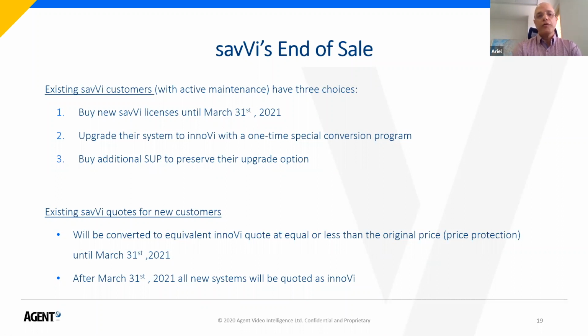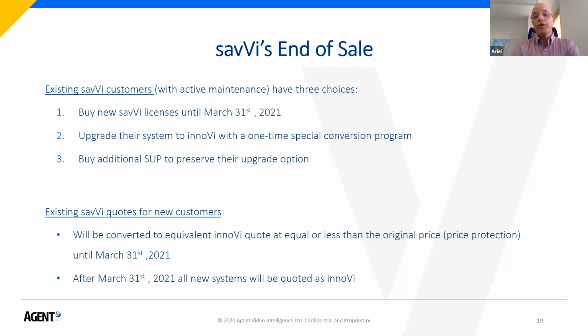The first one is you can still purchase SAVI licenses until March 31st. If you have a quote, if you have a project that can be closed in the short term, you can still buy it. We have announced end of sales. We have not announced end of life or end of support. We are going to continue supporting the system for several years ahead of us.